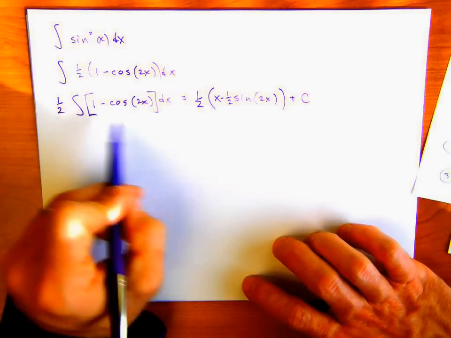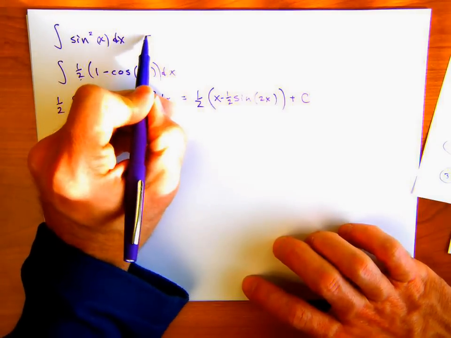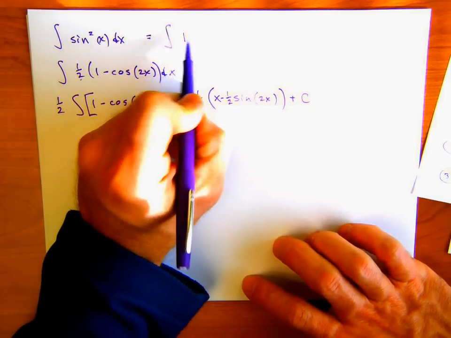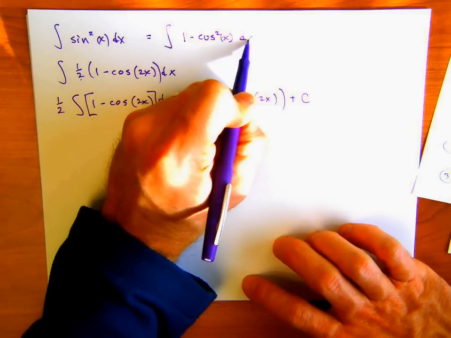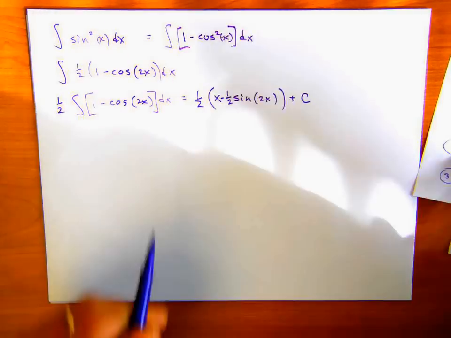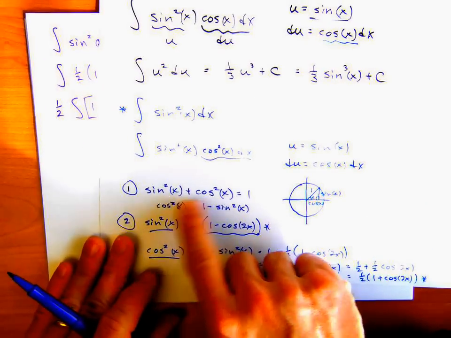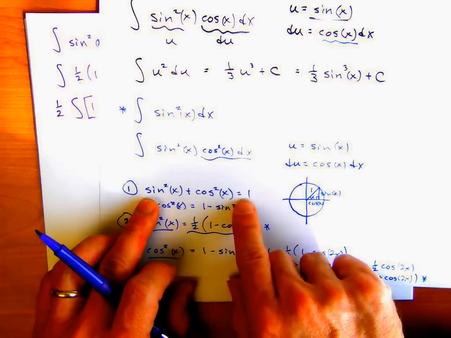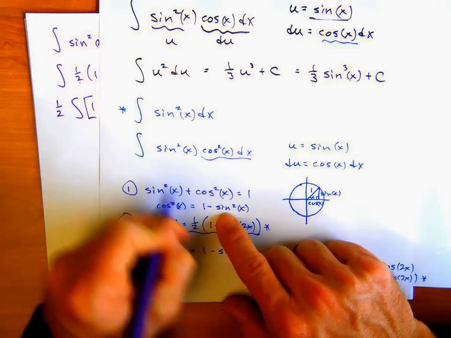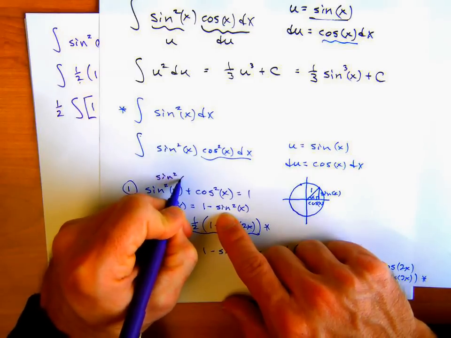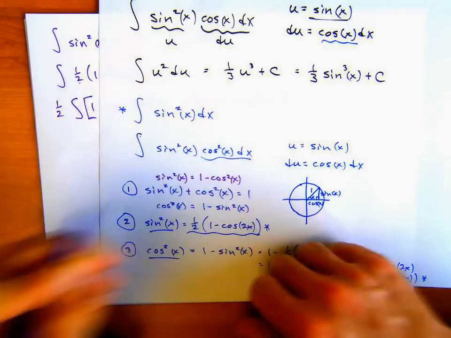So I also want to point out here how this was useful, but another way I could have written this is 1 minus cosine squared dx. All right, and then that just comes from here, right? If sine squared plus cosine squared equals 1, then we already have it down here, but likewise sine squared of x equals 1 minus cosine squared of x.